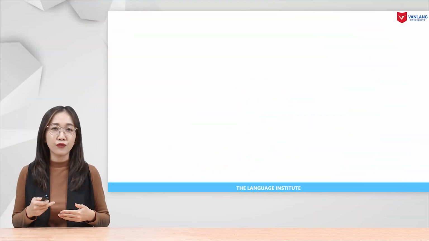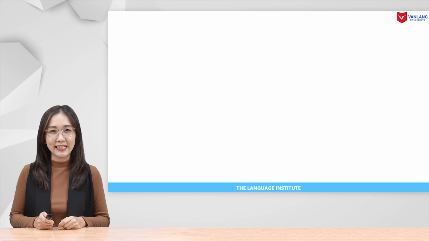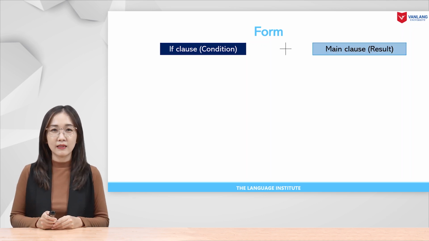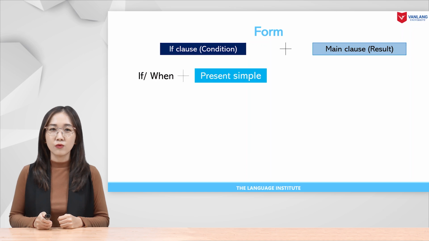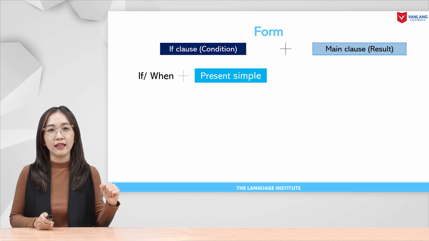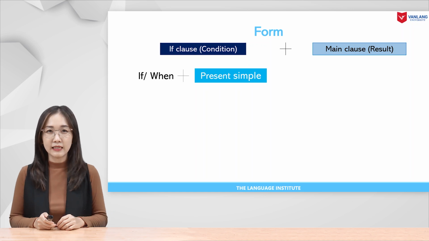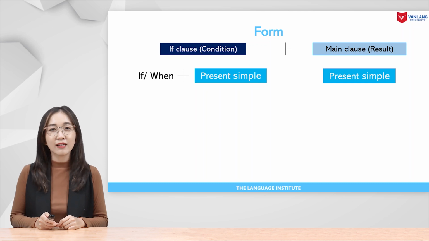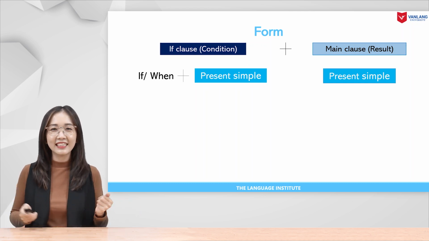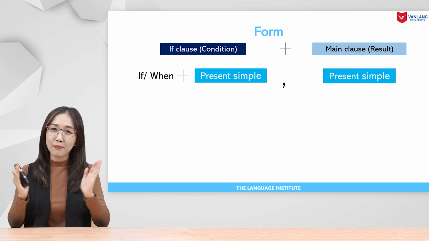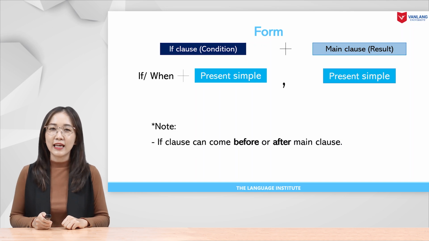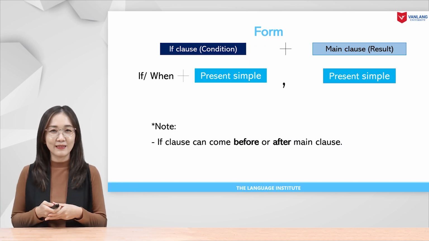Now, let's learn how to form a present real conditional sentence. So the form will be if clause and main clause. You will begin the if clause with if or when, and then use present simple tense in the clause. Present simple tense is also used in the main clause. It's really easy, right? And remember to separate the two clauses with a comma. The if clause can come before or after the main clause.